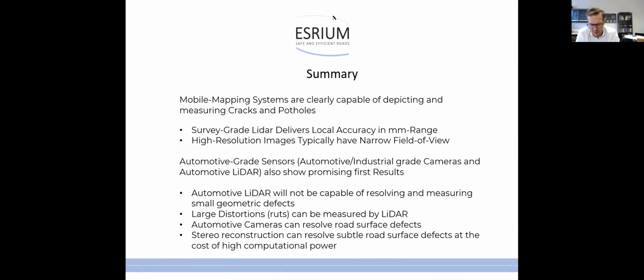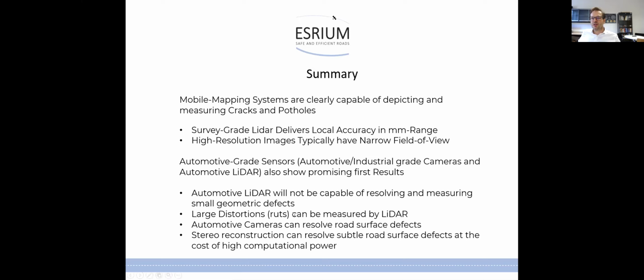Well, now I'm coming to a summary. What we have found out by our initial experiments with 2 mobile mapping systems and 1 experimental setup with lower grade sensors is that clearly the survey grade LiDAR systems deliver a local accuracy which is sufficient to resolve the road damages we are dealing with. On the one hand, the laser scanner delivers local accuracy in the millimeter range. The global accuracy, of course, will be worse, but this will not affect our damage detection.